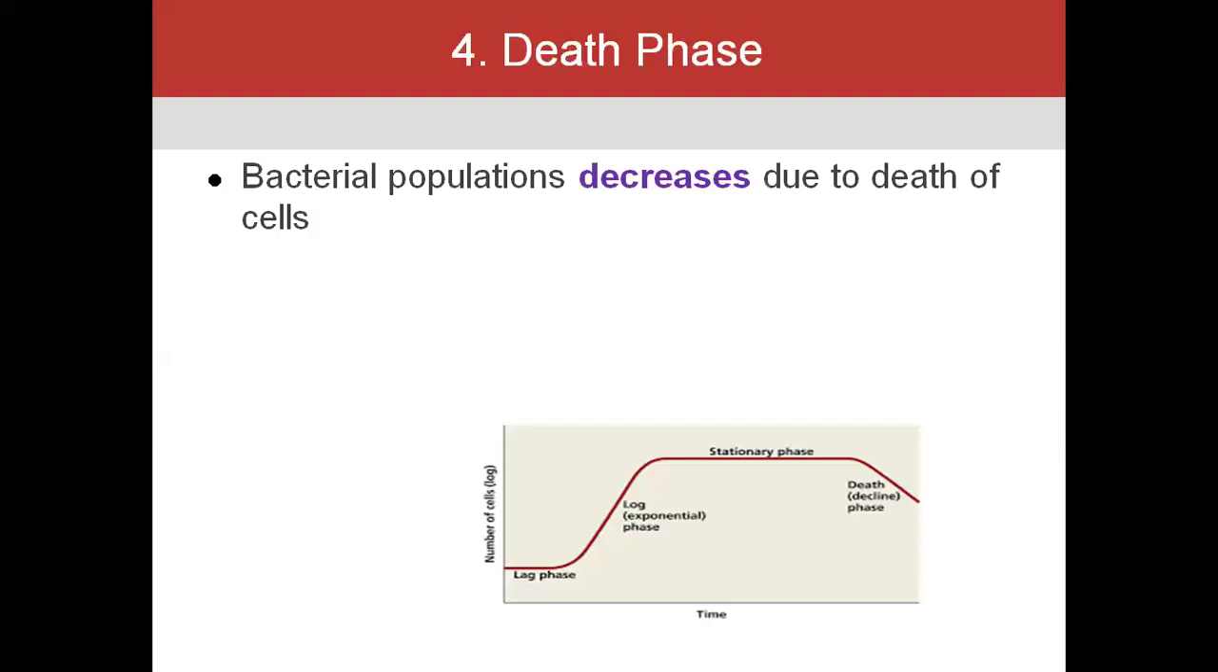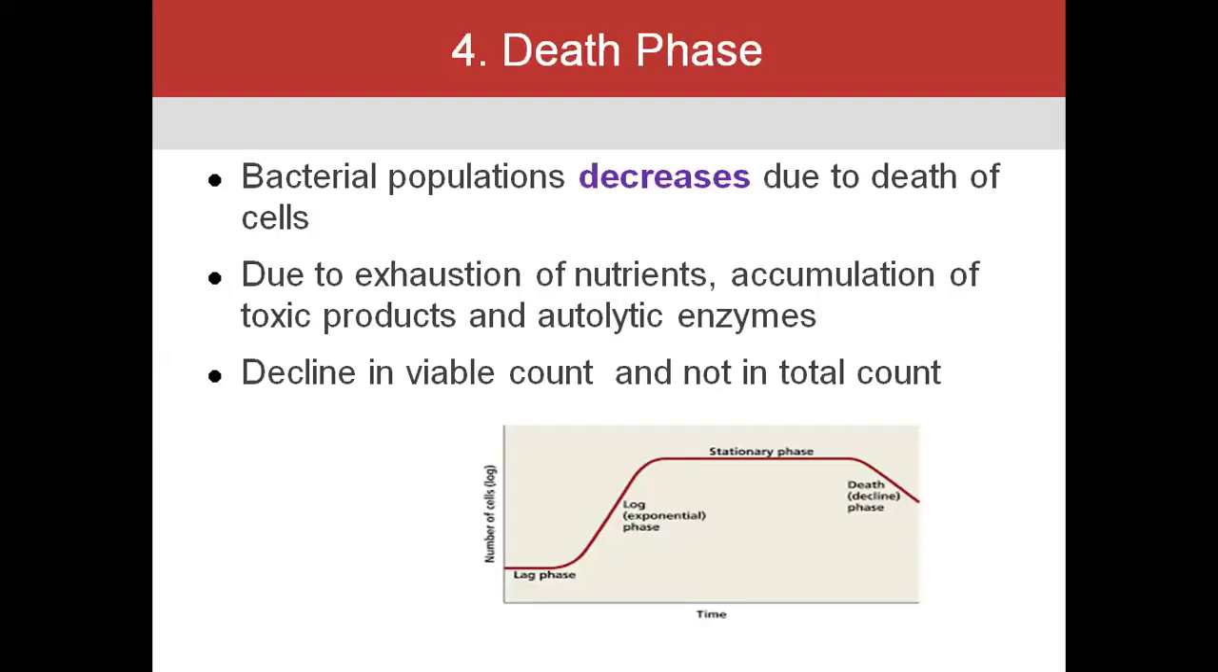Next, the last phase is death phase or decline phase. In this phase, the bacterial population decreases due to the death of the cells. The bacterial cells start dying. So why do the cells start dying? Due to exhaustion of nutrients, accumulation of toxic products, and the action of autolytic enzymes.